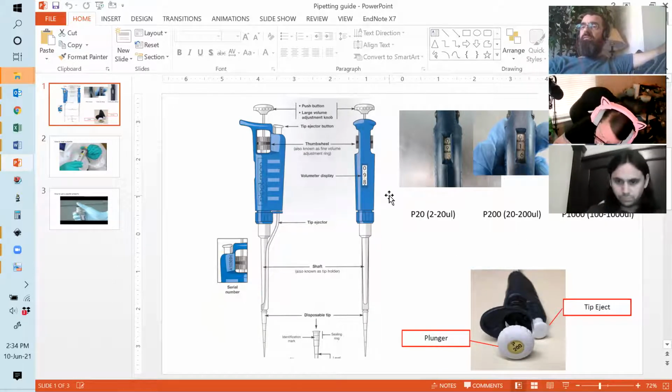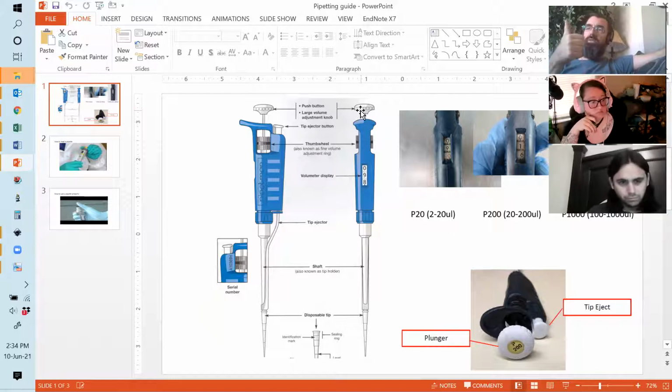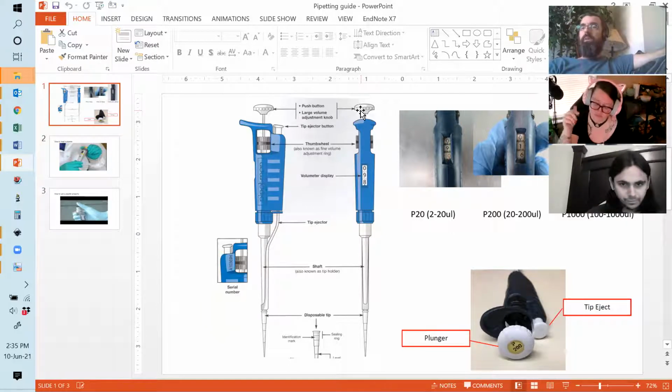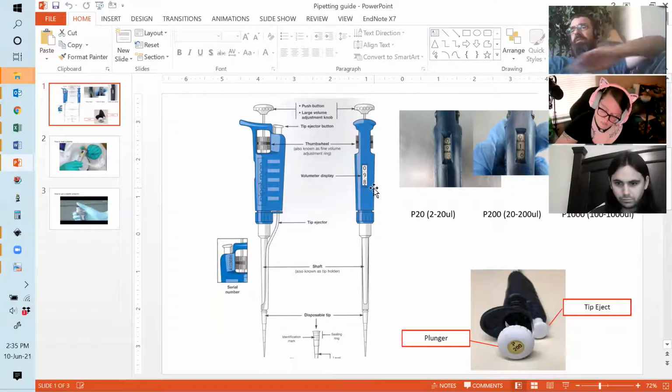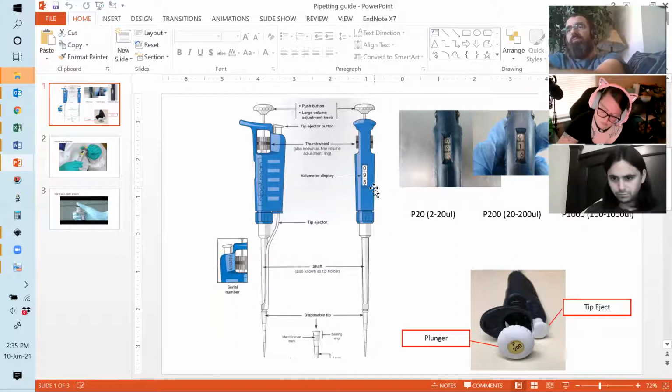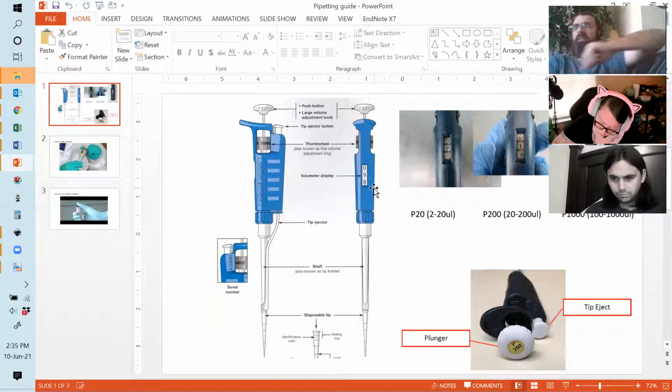Now you can change that volume within that range by using either the volume adjustment knob at the top, which is a bit you press down with your thumb, or there's a thumb wheel on the side. This is like a classic Gilson Pipetman type thing. They do vary from brand to brand what is where, not in meaningful ways, and most of them are somewhat easy to figure out. A couple are really weird. Just try and avoid those.